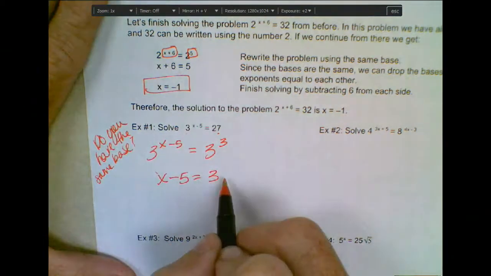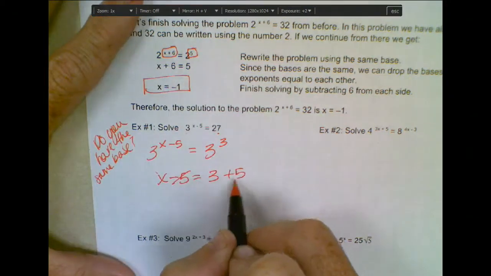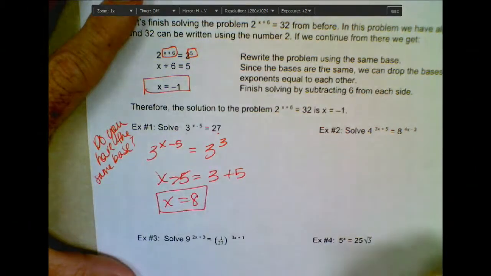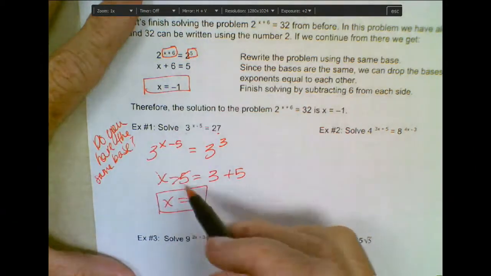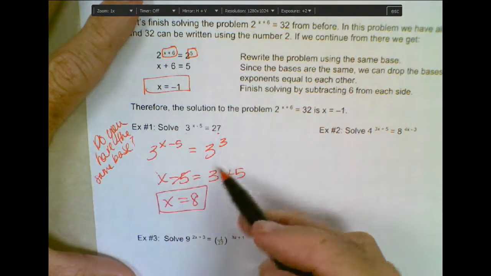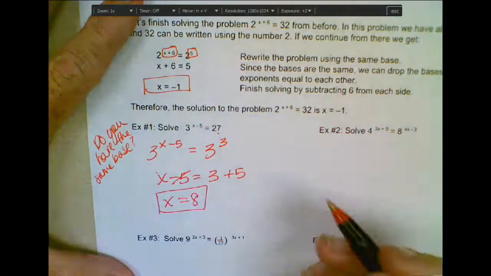x minus 5 is 3. I need to move that over here by addition, so x equals 8. You can always plug that back in up here to check. 8 minus 5 is 3. 3 to the third has obviously got to be the same as 3 to the third, so we know that that's correct.